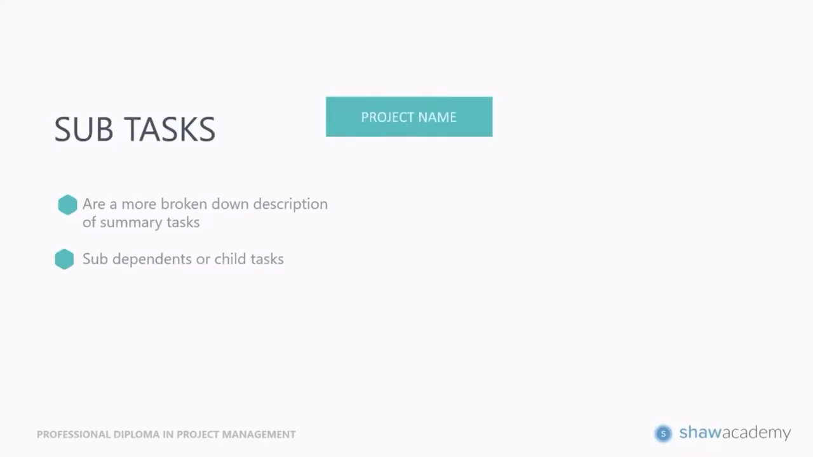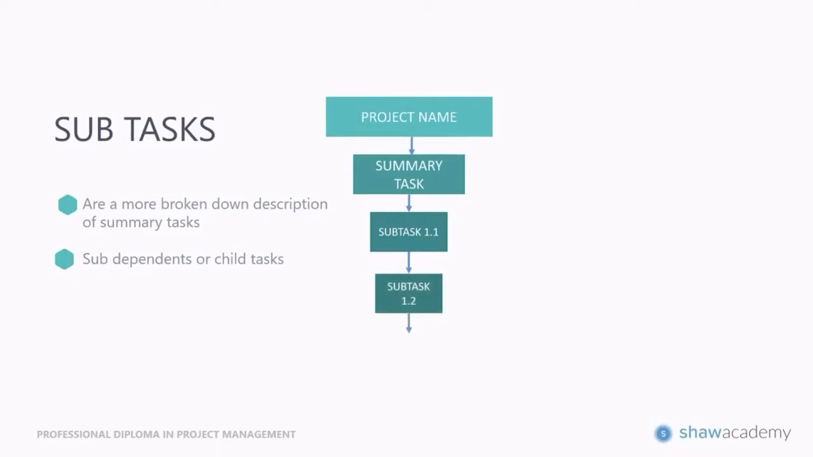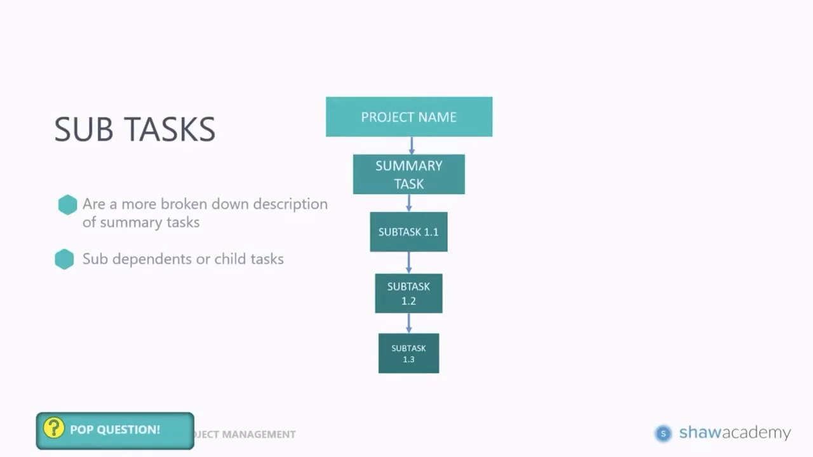If we look at this again, now we've got project name, our summary task, subtask 1.1, because you can have multiple subtasks underneath a summary task. Then we've got subtask 1.2, and under that we've got another one, subtask 1.3. So you need to number your subtasks as well for easy reference later on in your project, because you can have hundreds of subtasks. So having a well-organized numbering system can also help you link up to a task list later.